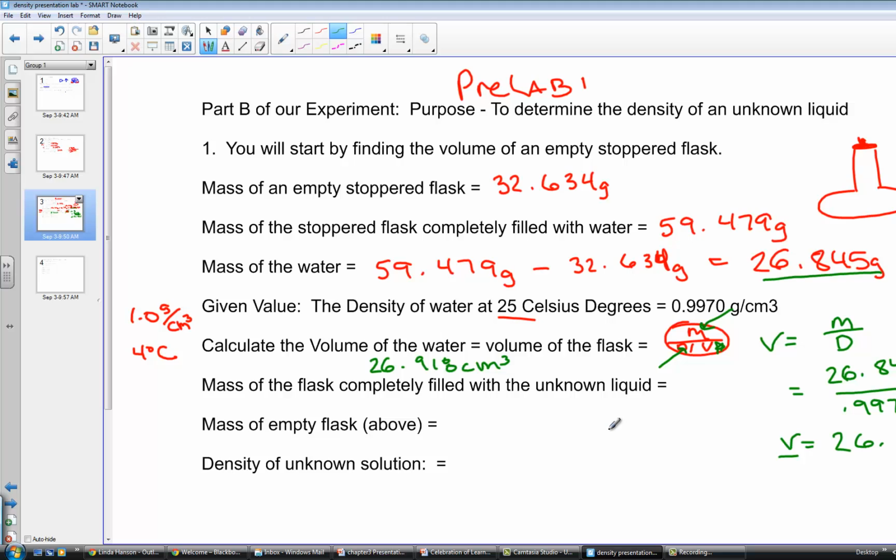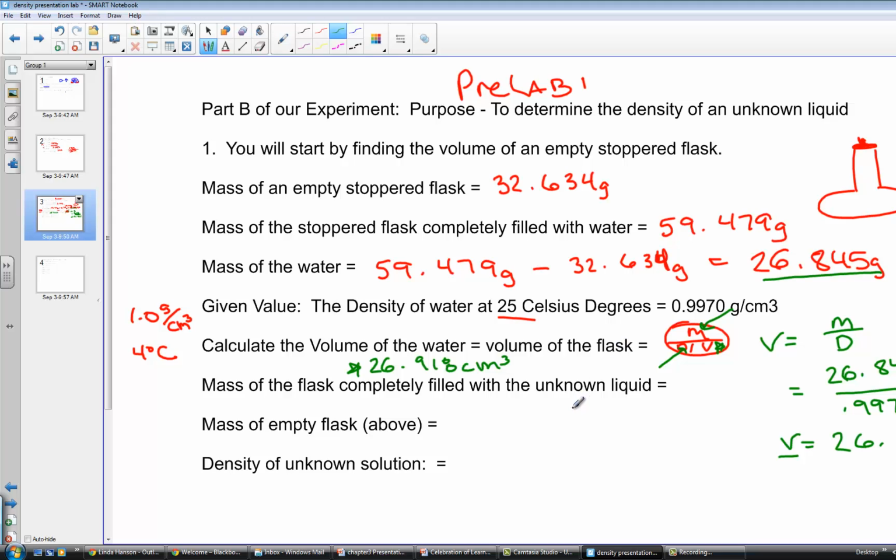So far in our journey, we have now determined the size of the flask, how much volume the flask contains. So every time from now on, we know the size of that flask. It's 26.918 cc's, cubic centimeters.